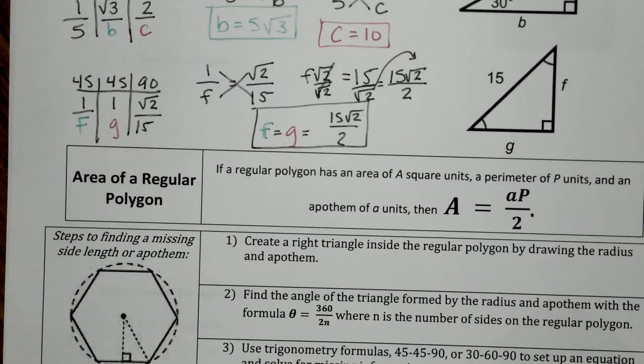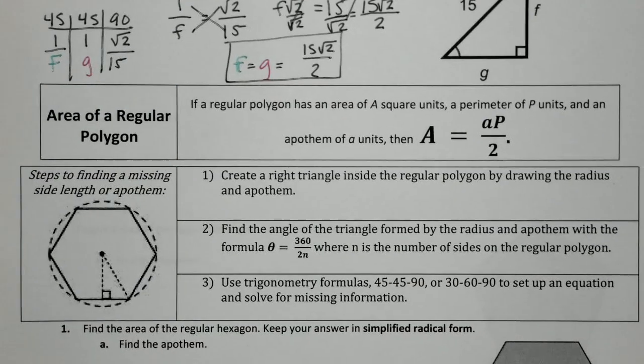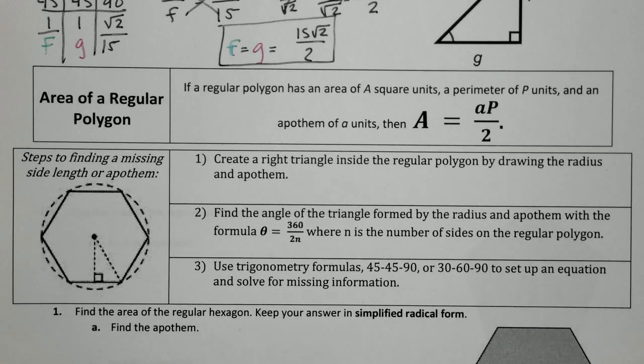All right. Your area of a regular polygon, what you're going to see is an uppercase A and a lowercase a. The uppercase A stands for area. The lowercase a is apothem, what we talked about with part 1. And then the big P is the perimeter. So we're going to take the apothem times the perimeter and divide it by 2.